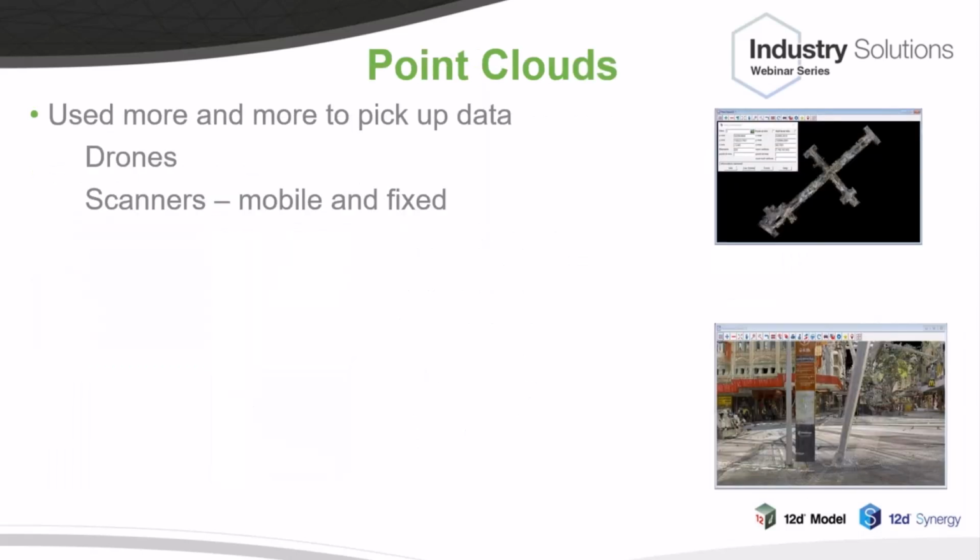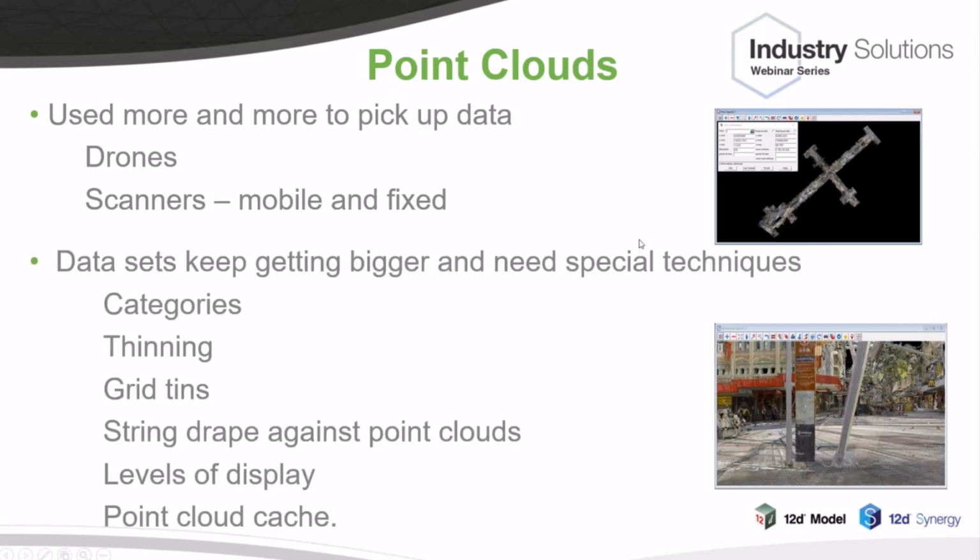Point clouds. People keep getting more and more point clouds from drones, scanners, fixed and mobiles. The one up here has got 7 billion points in it. They're always difficult to work with, and we keep working on it and start building up special techniques. If you've got LAS data, that often has categories in it. That allows you to turn data on and off. So you usually can just then isolate your ground. We have thinning routines in there, we have grid tins.